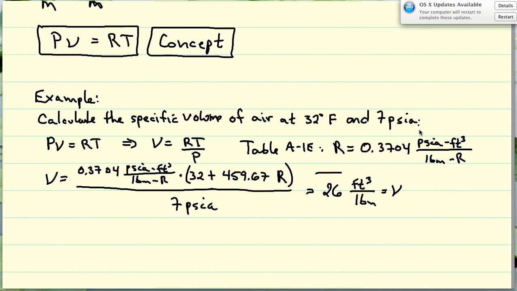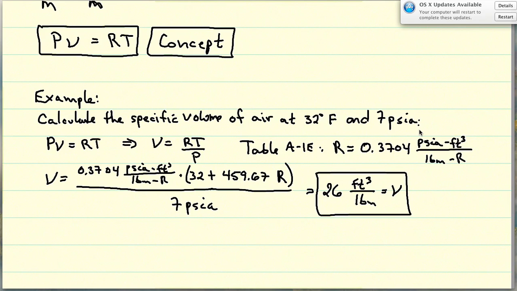You may look at that and say that number doesn't mean anything to me at all, which I can certainly understand. Remember that specific volume is the inverse of density, right? So if you were to invert 1 over 26, you'd have a number that's less than 1. Considering that water's density is, say, 64 pound mass per cubic feet, and the density of air is actually less than 0.1, that gives you an idea of how much lower density air is than water.